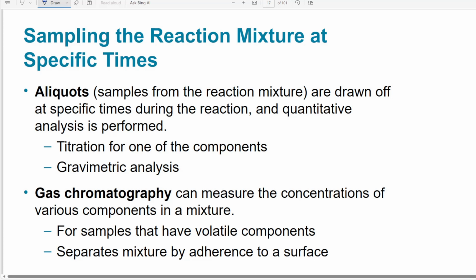And these are for samples that have volatile components because gas chromatography is limited to components that are relatively volatile. And you can separate the mixture by the sample's affinity for the surface of the column.